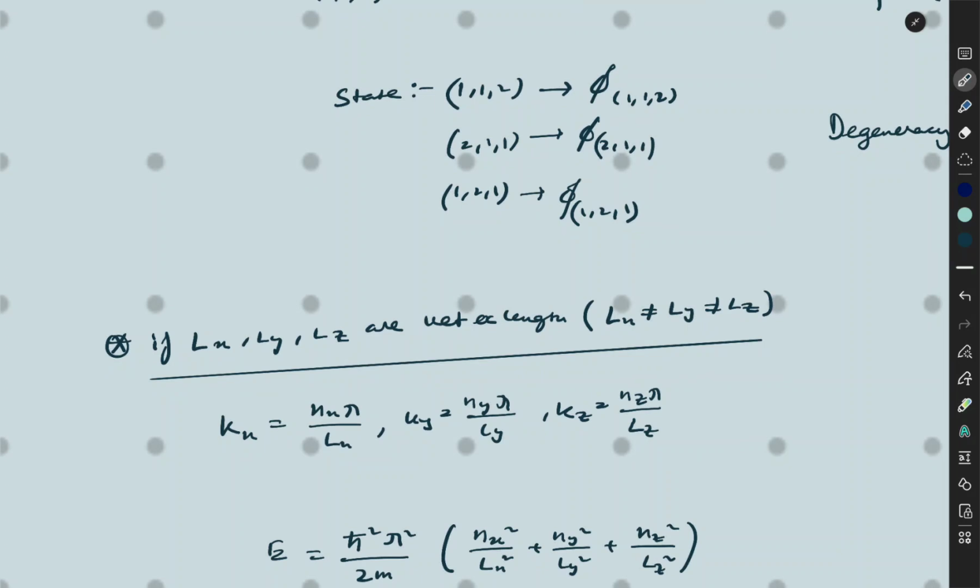This proves that degeneracy is a result of symmetry in a system. That is, if and only if Lx equal to Ly equal to Lz equal to L, then only the degeneracy exists.